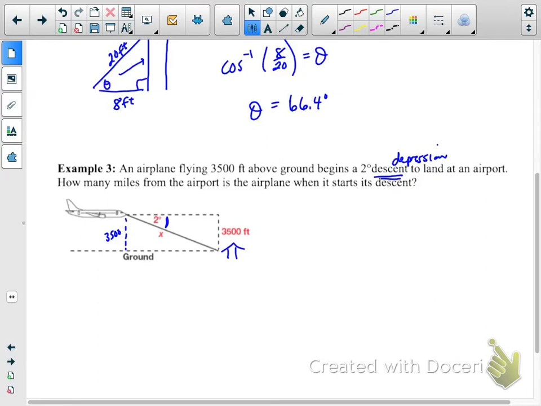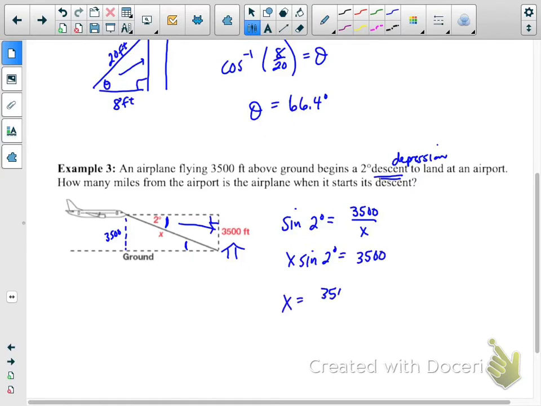Okay, so here's my right triangle. That 3,500 here, we can switch over here as well so that I can see that triangle. But again, if you don't like that 2 degrees there, you can put the 2 degrees right here because that is congruent. Whatever triangle you're more comfortable looking at there. Either way, I've got my opposite, I've got my hypotenuse, that's going to be sine. So the sine of 2 degrees is 3,500 over x. So x sine of 2 degrees is equal to 3,500.